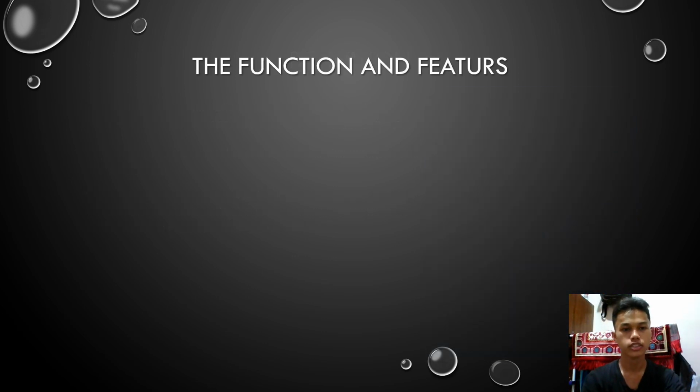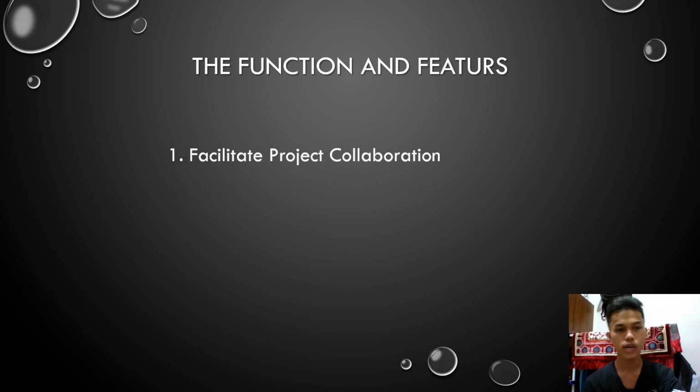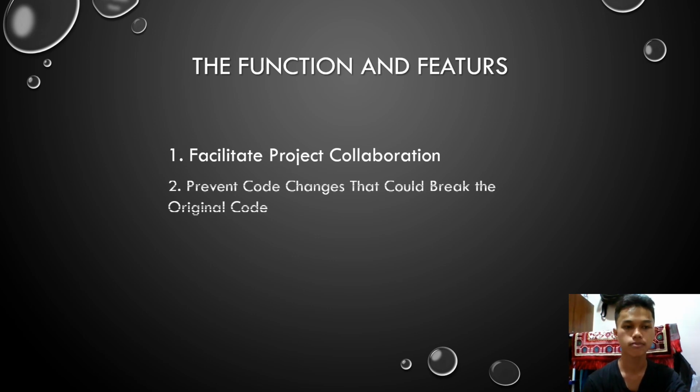Second, the function and features of GitHub. 1. Facilitate project collaboration. With distributed version control, any developer or team member can access and manage code in one place. For example, doing code reviews together, discussing bug fixes, and so on.